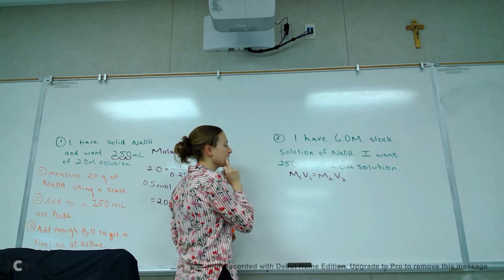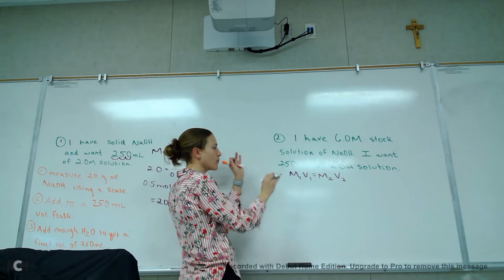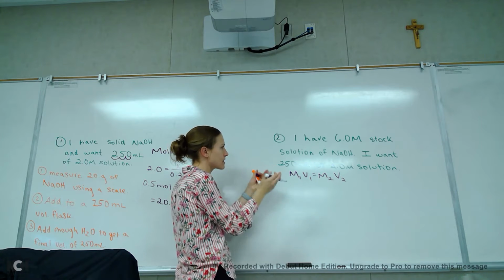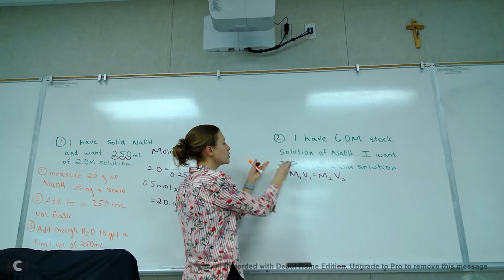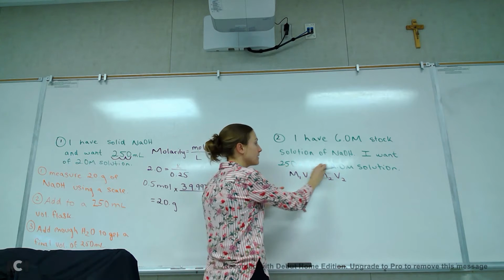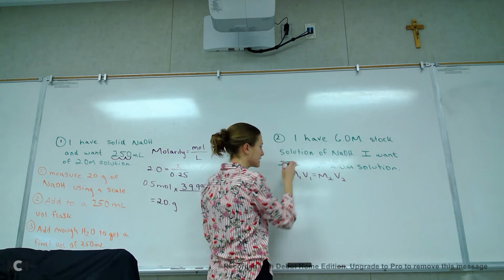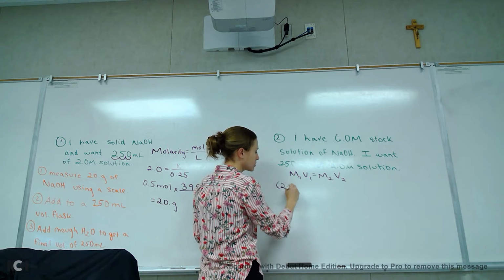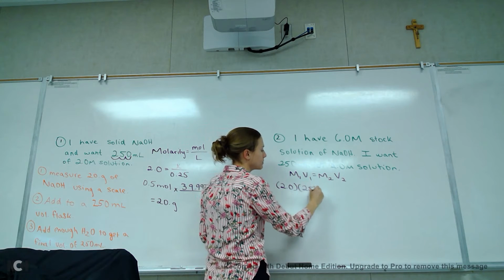A lot of people are freaking out about how do I know which ones go together? If you listen to the way that I've written this, it says I want 250 mils of 2.0. So those guys go together: the concentration, 2.0, and the volume, 250.